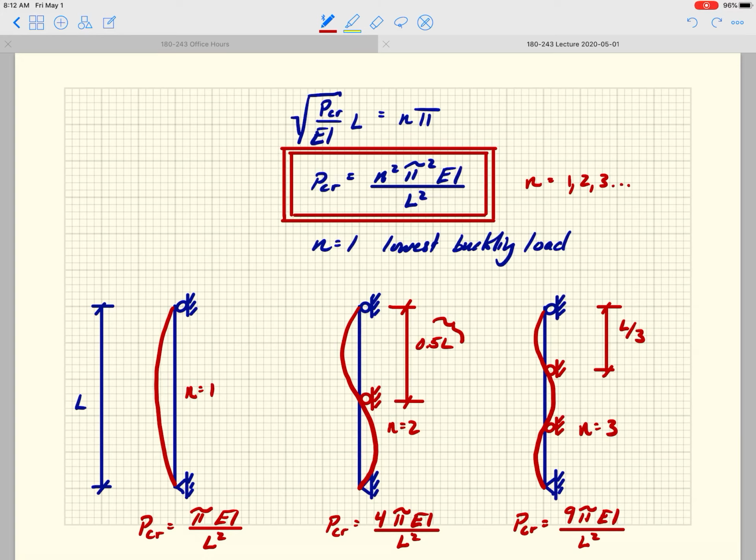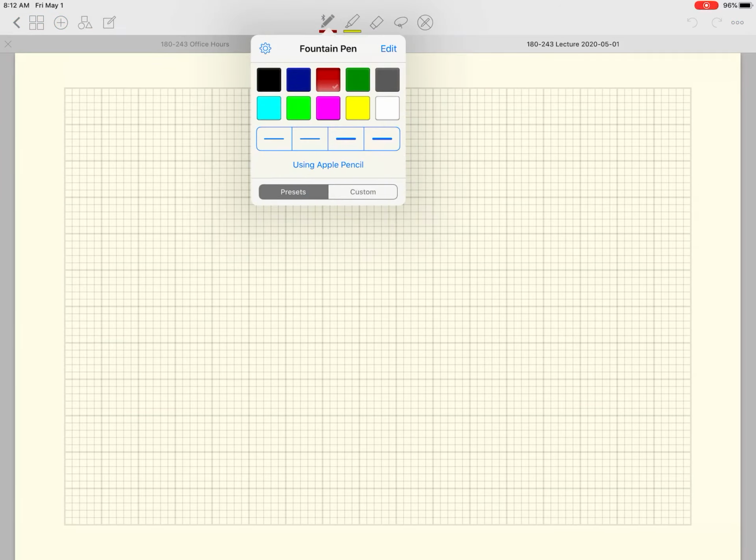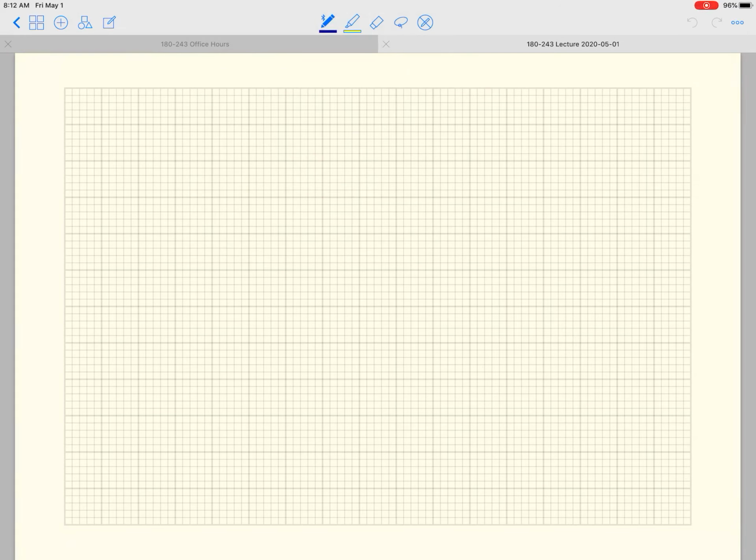So let me jump in and put maybe a finer point on this. This will be for boundary conditions. So BC in this class is always boundary conditions. Other than simply supported.